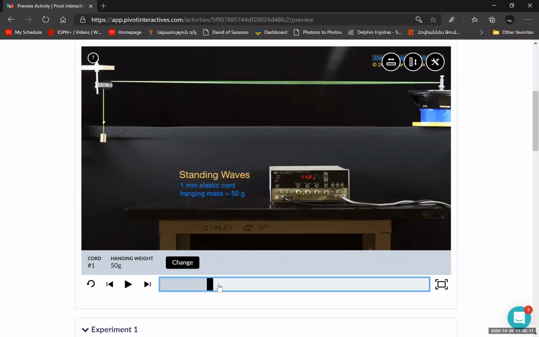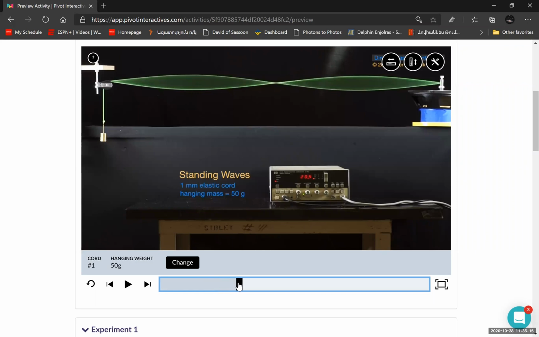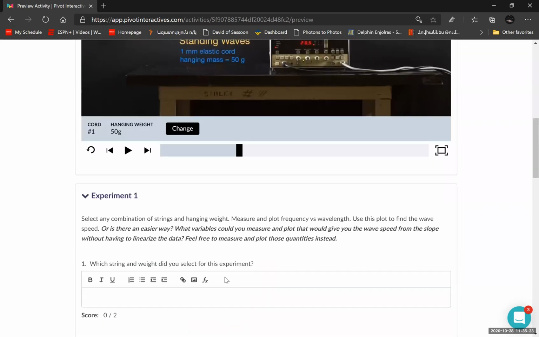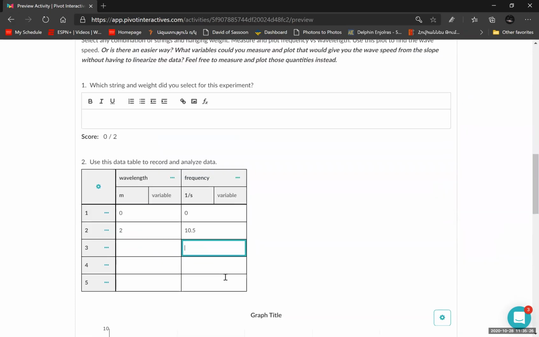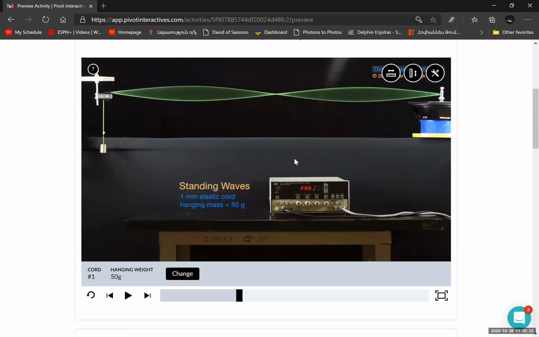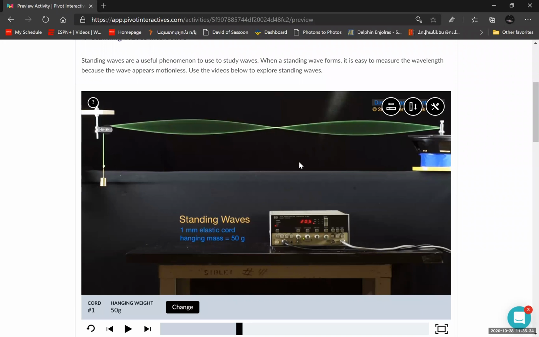Then we see when we get maximum amplitude for 2 segments, N equals 2. I think this is good enough, so this is roughly 20.5. And now my question is, what is the wavelength? Who can tell me what is the length of one wave right now?